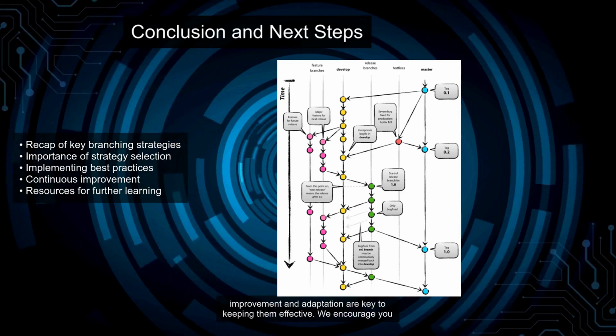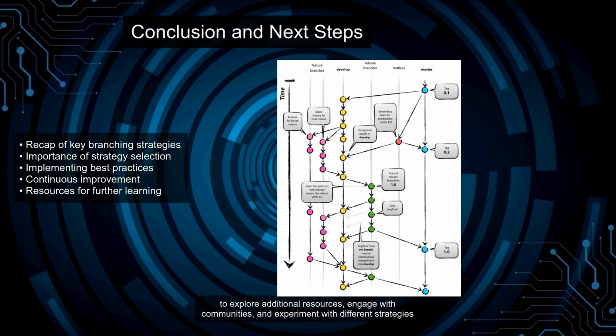Remember, branching strategies are not static. Continuous improvement and adaptation are key to keeping them effective.